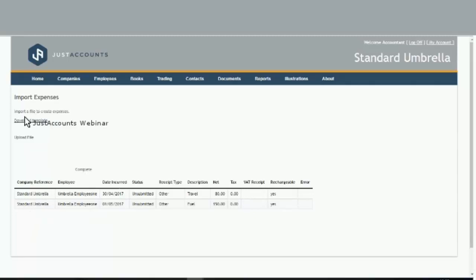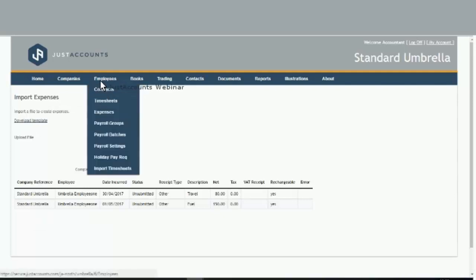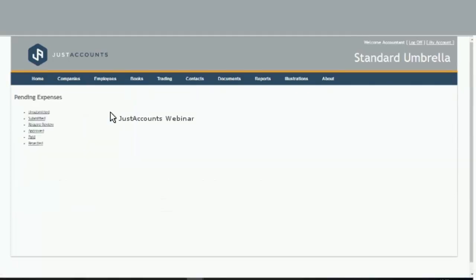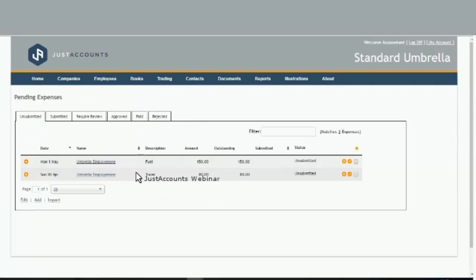So now it's complete. So if I go over here, hover over employees again and click on expenses, what you will see is the two new expenses that we've just imported. So there they are. There's my number 1 and there's my number 2. And from there, you can just proceed as normal, like you would have previously with your expenses, approving them, and then obviously allowing them to be included in the next payroll.